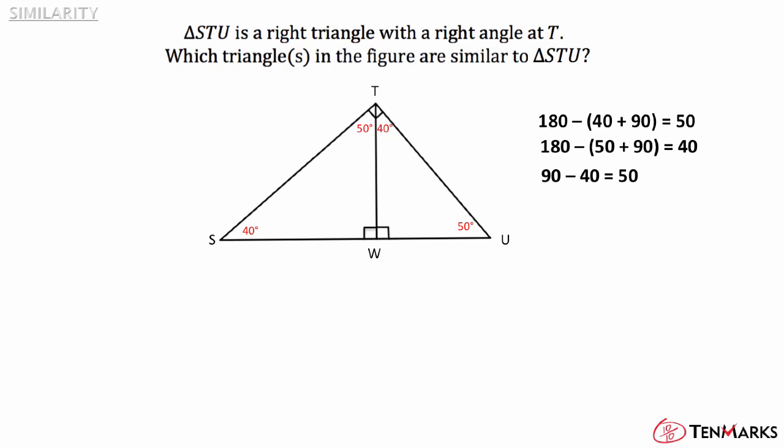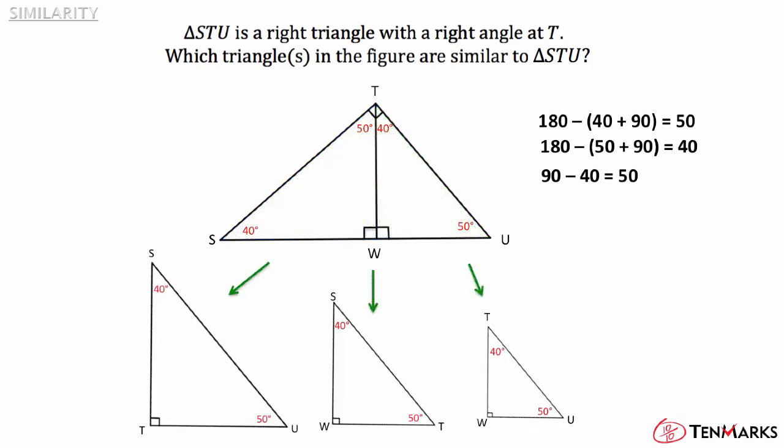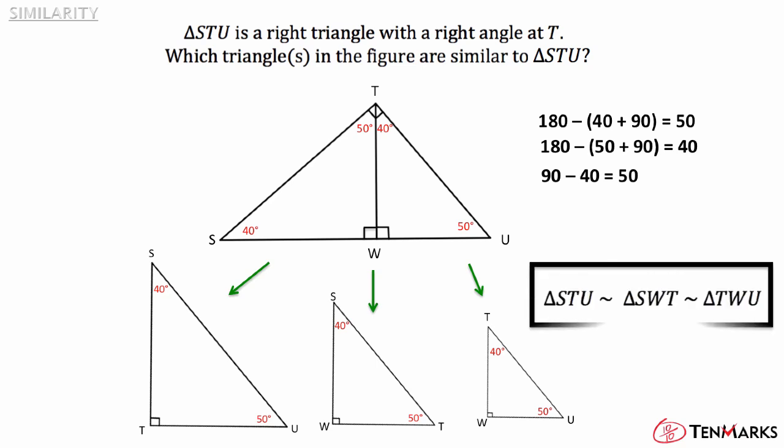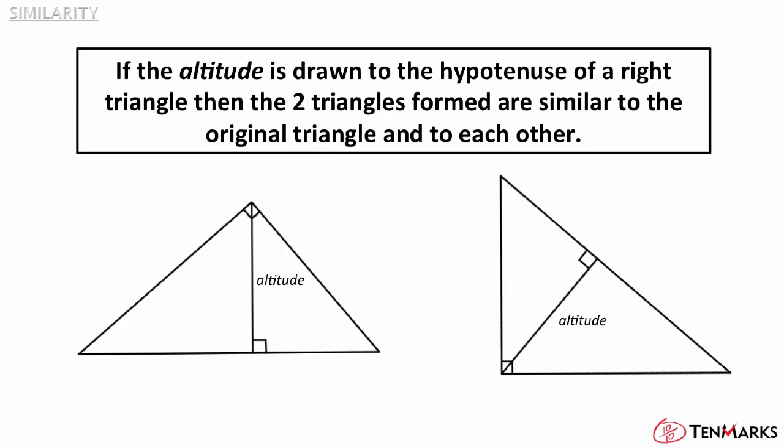Notice you have 3 triangles in the same figure, a big one and 2 small ones. It can be hard to tell if overlapping triangles are similar, so draw the 3 triangles in the same orientation side by side. Notice all 3 of them have corresponding congruent angles and are therefore all similar. So your final answer is that triangle STU is similar to triangle SWT and triangle TWU. In fact, here is a helpful rule that you can use with similar problems. If the altitude is drawn to the hypotenuse of a right triangle, then the 2 triangles formed are similar to the original triangle and each other.